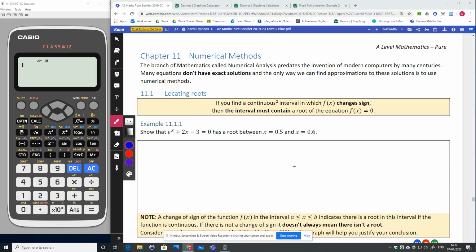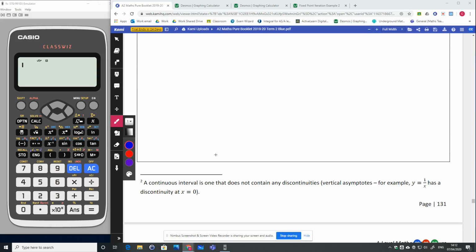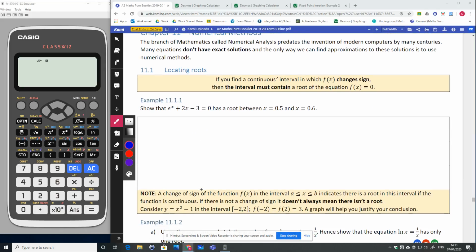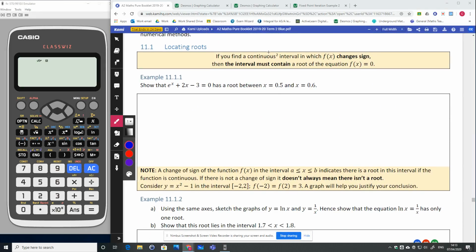We've got continuous. If you look right at the bottom of your notes, a continuous interval is one that does not contain any discontinuities. For example, y equals 1 over x or y equals tan x, you do have vertical asymptotes, and therefore you haven't got a continuous graph over that interval. For this first section, where we're looking at a change of sign, we must also have a function that is continuous in the given interval, and that's really important.